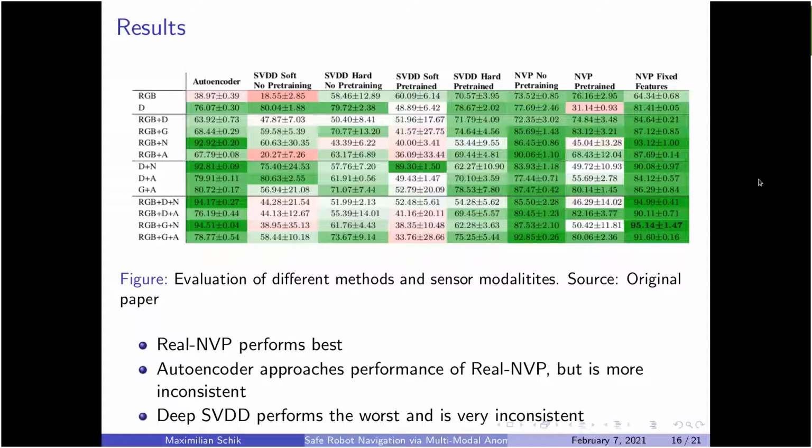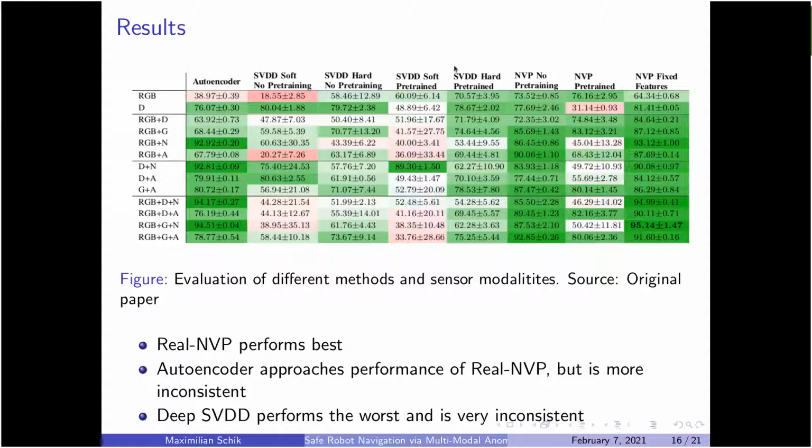The results can be seen here. We can already see that the real NVP is the best performing, and it is also one of the most consistent ones. The autoencoder performs a little bit worse, but it approaches the performance of real NVP. We can especially look at how bad only color is at detecting anomalies, and how much it improves when we add those two types of information together.